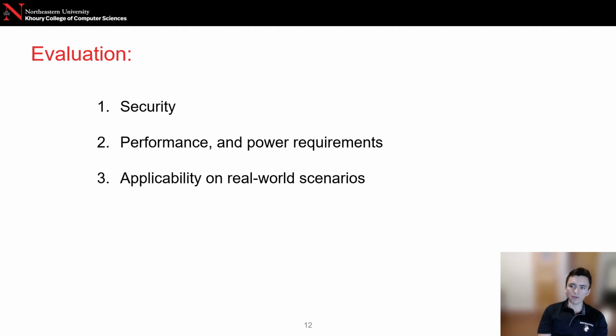We evaluated DBOX from 3 perspectives. The first one, security; the second, performance and power requirements; and the third one, applicability on real-world scenarios.